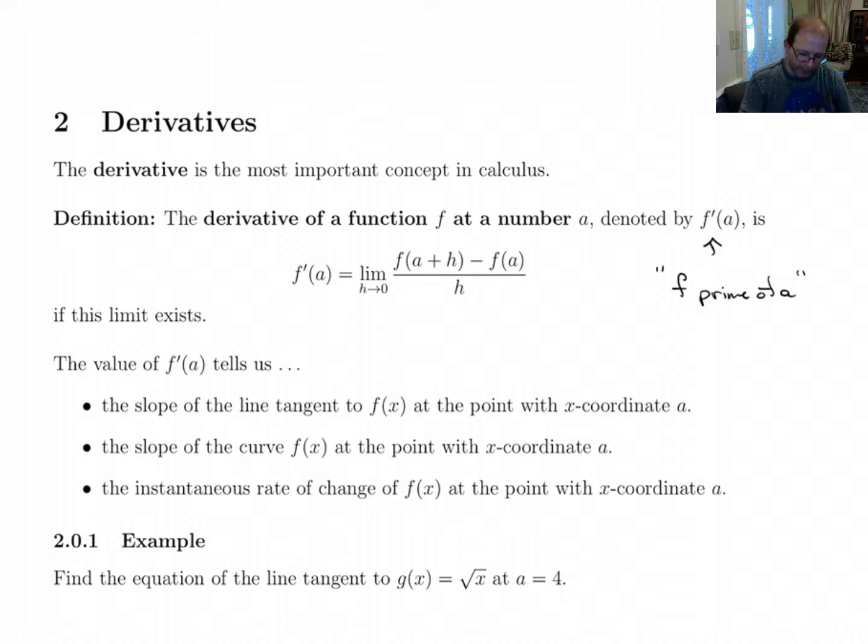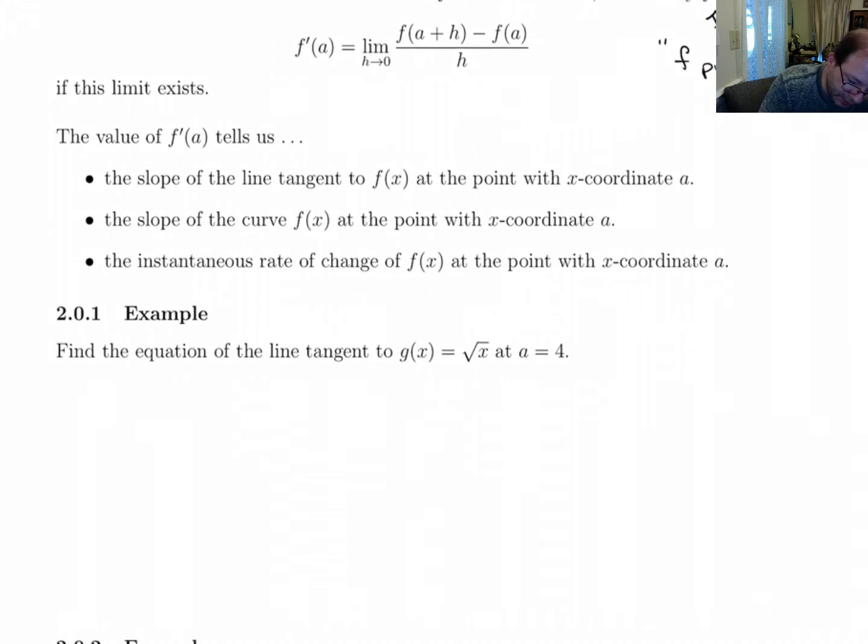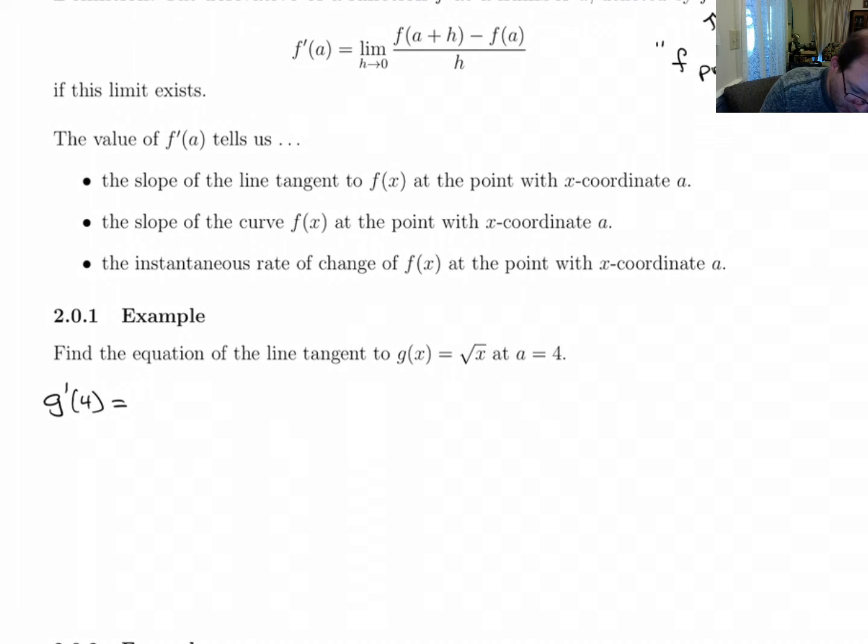So let's do an example here. This first example tells us to find the equation of the line tangent to g of x equals square root of x at a equals 4. So let's work that out. We'll get the slope of this line by evaluating the derivative. So let's see, g prime of 4 is equal to, I'm just plugging into this up here, replacing the a's with 4's and the f's with the square root function.